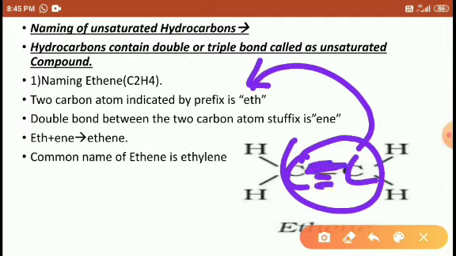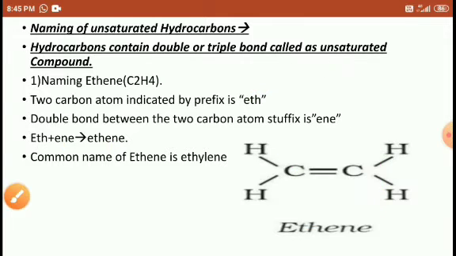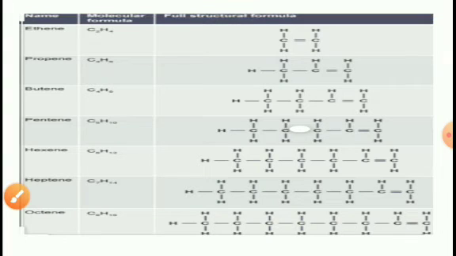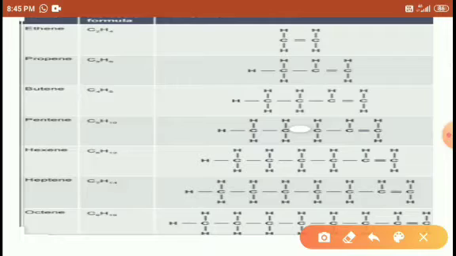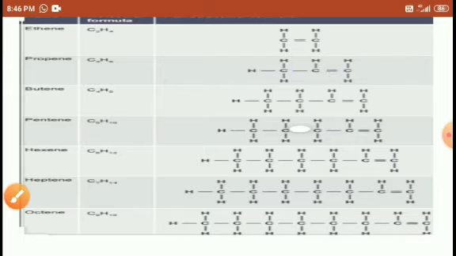And between the two carbons a double bond is present, so we are using the suffix ene. So eth plus ene, ethene. Right, students? Here I will give an example. Look here, the double bond between the two carbons, that is called ethene. If the double bond is present in a three carbon compound, that is called propene.